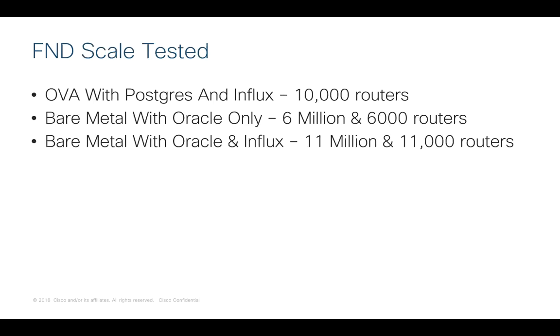Scale numbers with FND. The OVA with Postgres and Influx has been tested for 10,000 routers or 30,000 IXMs. The bare metal box with Oracle has been tested for 6 million or 6,000 routers. And then there is a bare metal box with Oracle and Influx configuration that has been scale tested to 11 million and 11,000 routers.